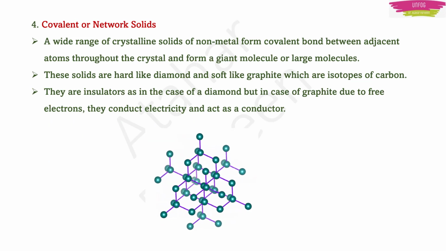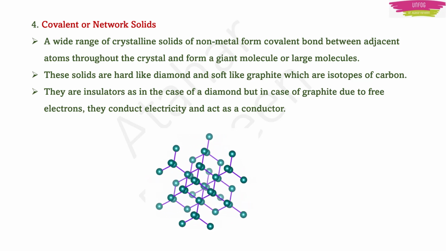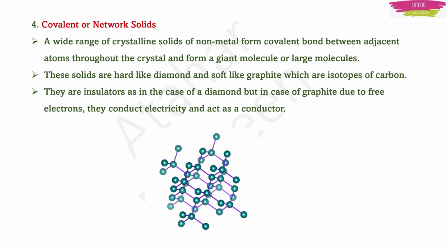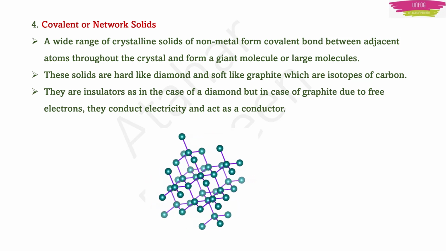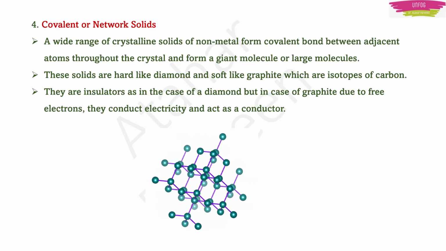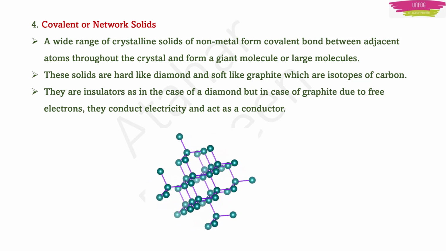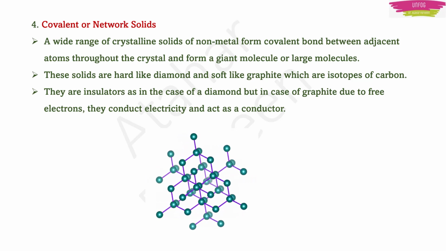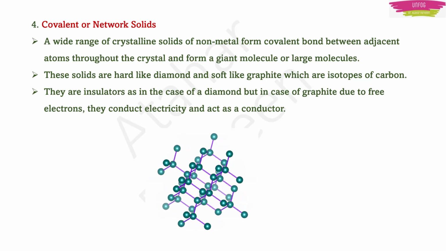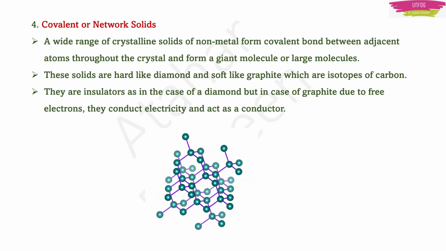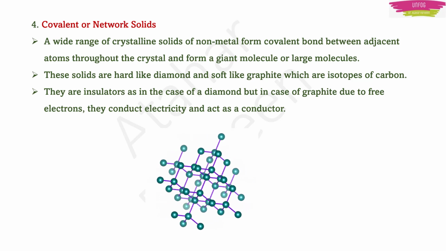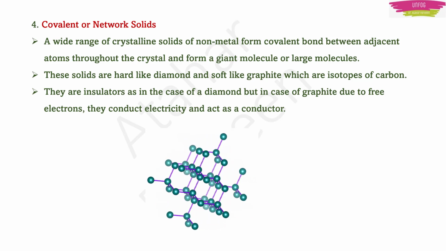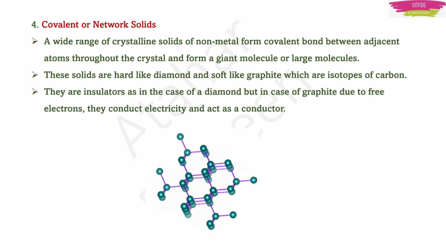Now let's talk about covalent solids or network solids. A wide range of crystalline solids of non-metals form covalent bonding between adjacent atoms throughout the entire crystal, and they form one giant molecule, or one large molecule. Among all these solids, covalent or network solids are special because they can be as hard as diamond and as soft as graphite.